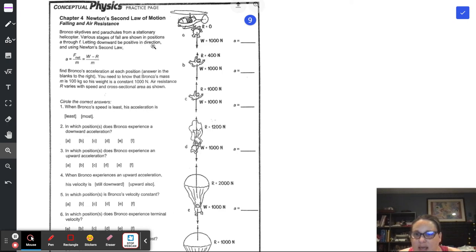Letting downward be positive in direction and using Newton's second law, acceleration is equal to net force over mass, which is equal to weight minus air resistance over mass. Find Bronco's acceleration at each position. Answer in the blanks to the right. You need to know that Bronco's mass M is 100 kilograms, so his weight is a constant 1,000 newtons. Air resistance R varies with speed and cross-sectional area as shown.